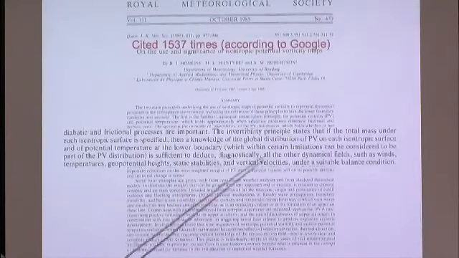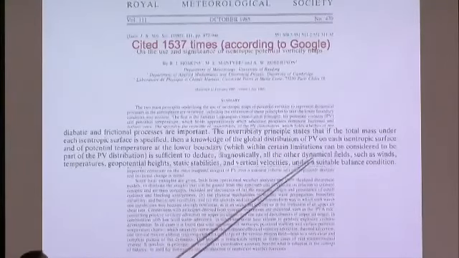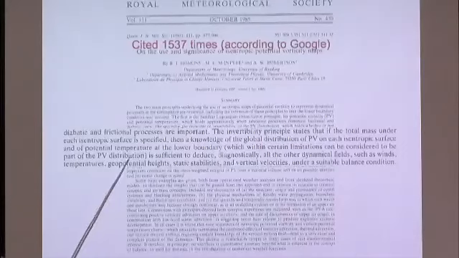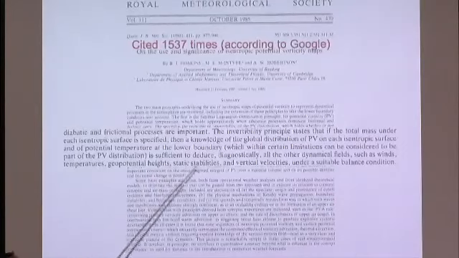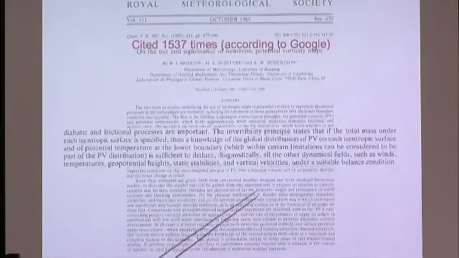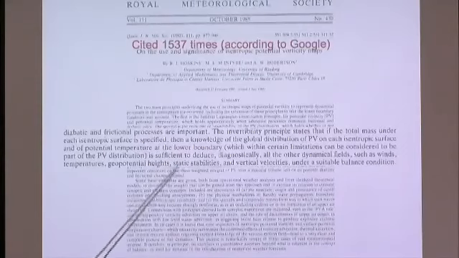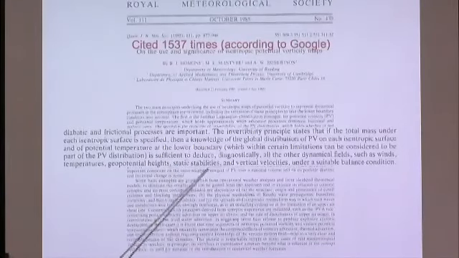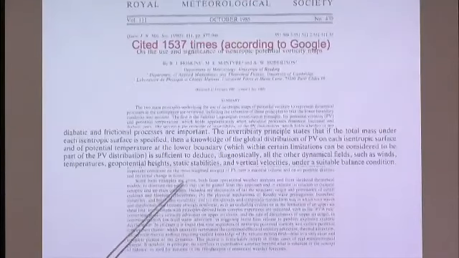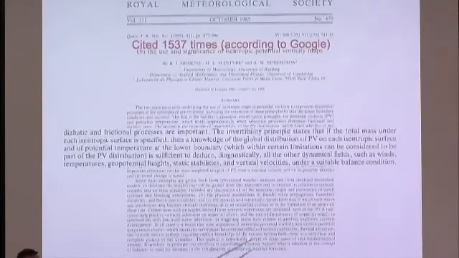they talk about the invertibility principle states that if the total mass under each isentropic surface is specified, the knowledge of the global distribution of PV, or potential vorticity, on each isentropic surface and of the potential temperature at the lower boundary is sufficient to deduce diagnostically all the other dynamical fields such as winds, temperatures, geopotential heights, etc. under a suitable balance condition. So essentially, potential vorticity is important. If we can follow potential vorticity, if we understand it, we can understand the other dynamical variables.